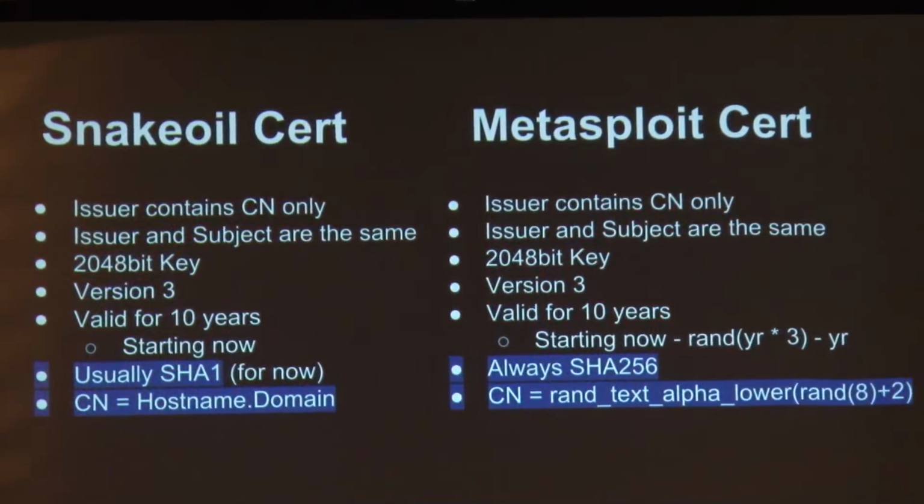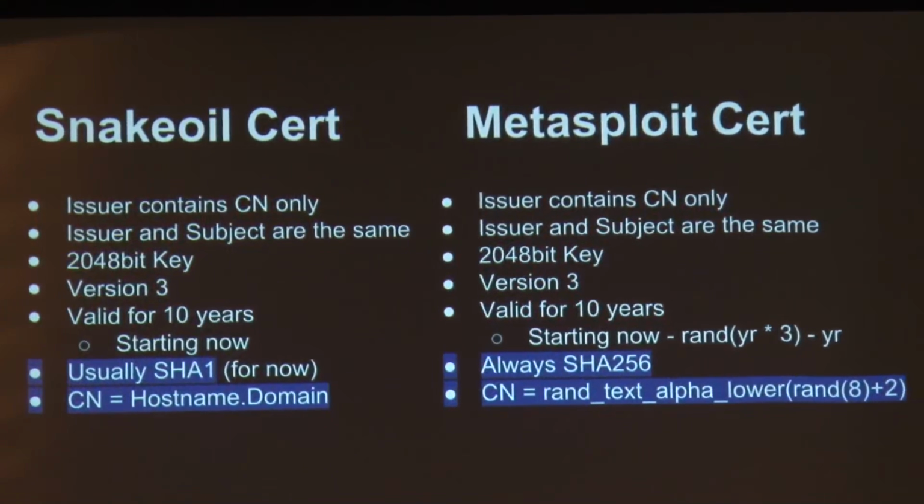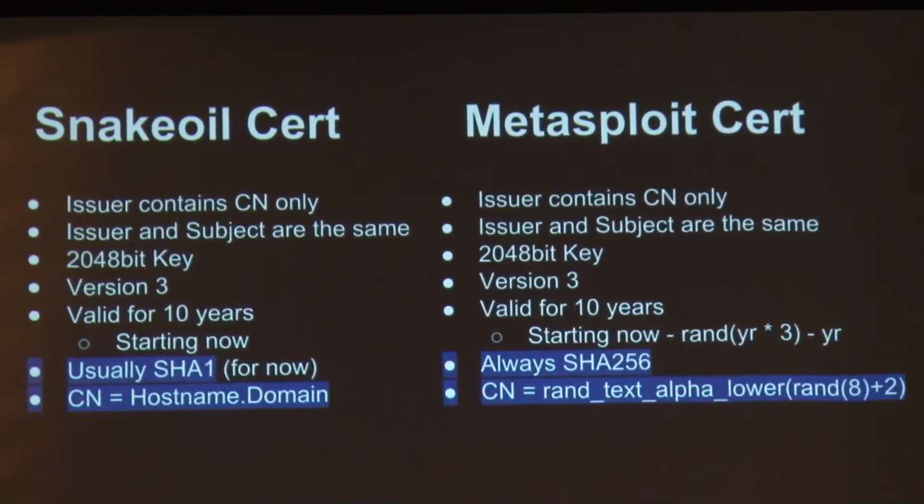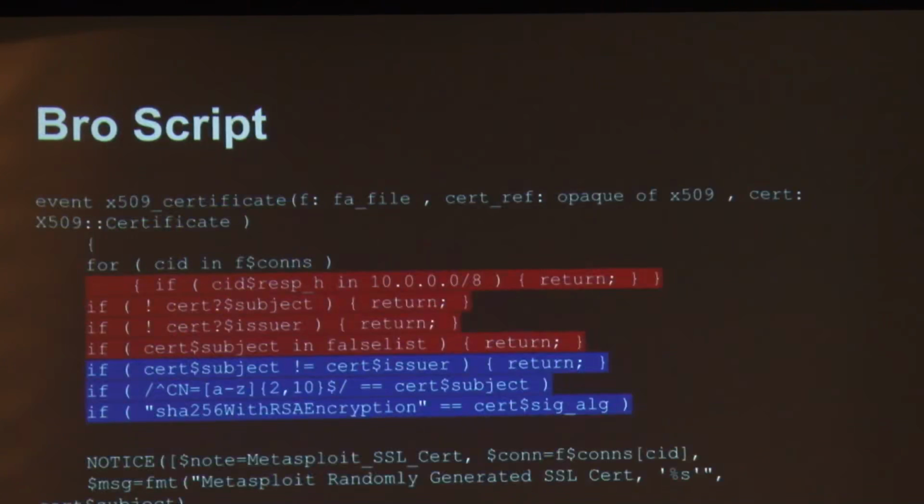The snake oil cert is SHA-1. The signature algorithm is usually SHA-1, at least for now. Maybe it'll change. But the Metasploit cert is hard-coded to always be SHA-256. And the CN for the snake oil cert is hostname.domain. Notice the uppercase characters and the period in there. And the Metasploit cert is just 2 to 10 characters of lowercase alpha, right? So that is what my logic is for detection.